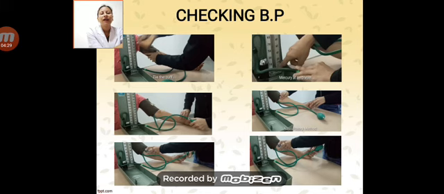After this is done, we make the patient comfortable, take all the articles to the utility room, clean them and replace all the articles.